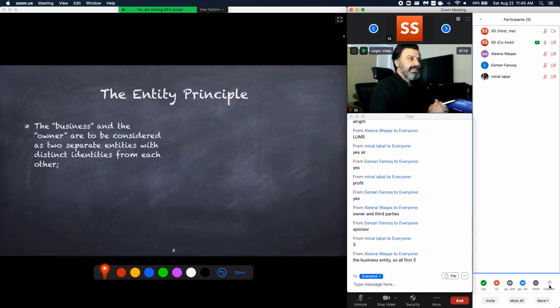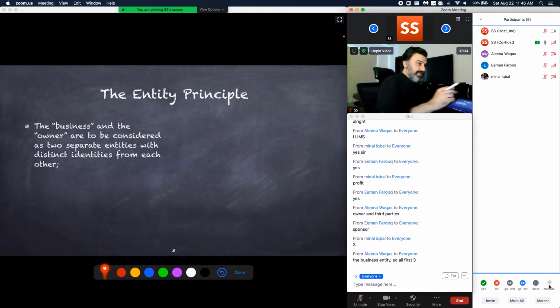Okay, the business entity is first three. Basically, what Alina wanted to do over here is to separate the idea of the business and the existence of the business from sponsors, because that is very important. This distinction is extremely important, that we do not confuse the business entity with the sponsors. Sponsors are separate entities, business is a separate entity.